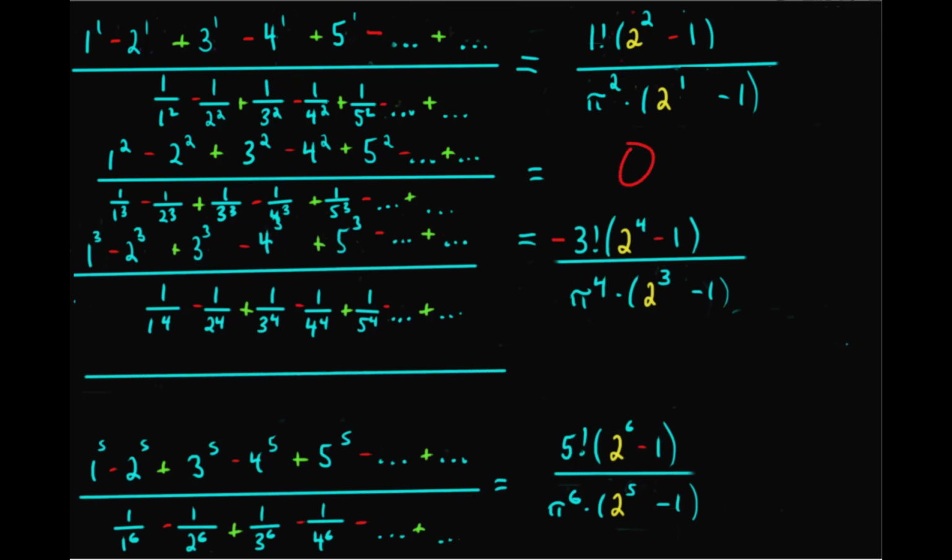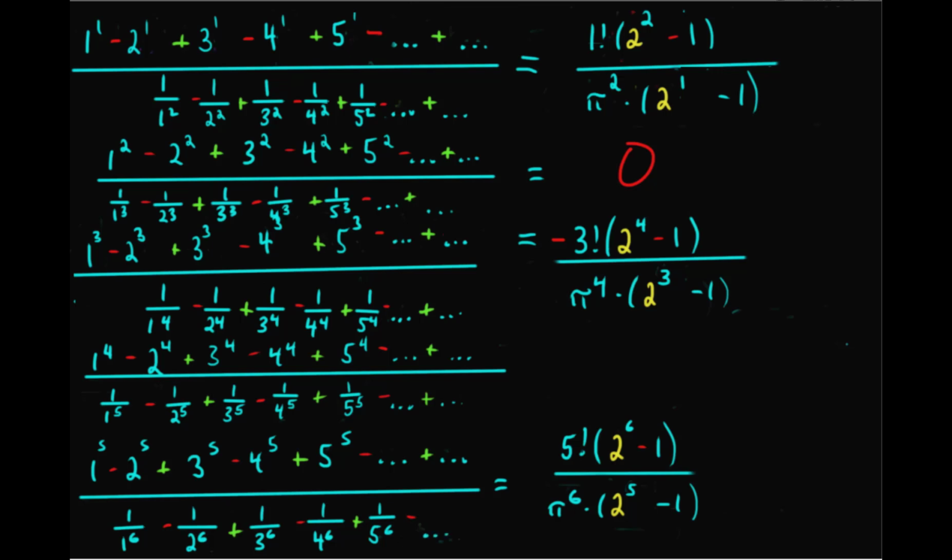Next, I could add 1 to the fourth minus 2 to the fourth plus 3 to the fourth minus 4 to the fourth plus 5 to the fourth minus plus. That's another divergent series to which we assign the value 0. And we can divide this by eta of 5, 1 over 1 to the fifth minus 1 over 2 to the fifth plus 1 over 3 to the fifth minus 1 over 4 to the fifth plus 1 over 5 to the fifth minus plus.